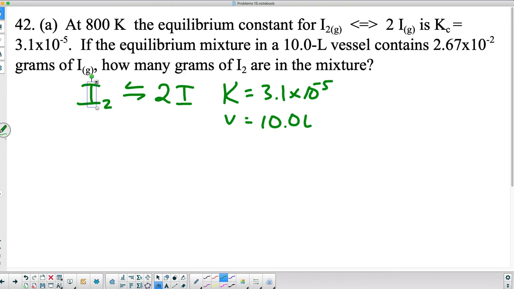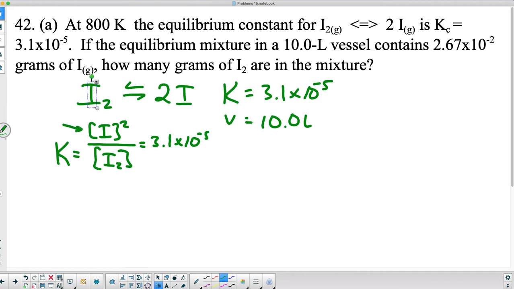Now, for the first part of this, we should know that the K expression for this reaction is very simply the concentration of I, and that whole concentration squared, over the concentration of I2. And that all equals 3.1 times 10 to the negative fifth. So the first thing I need to do is find the concentration of I. And here's how I do that.